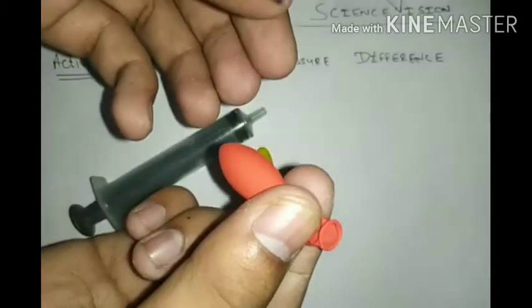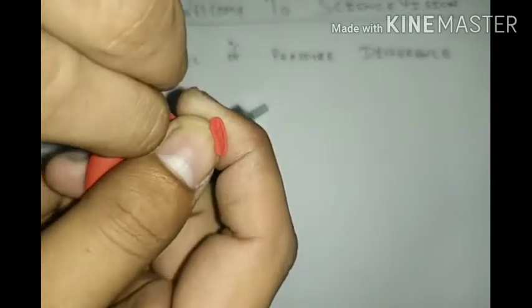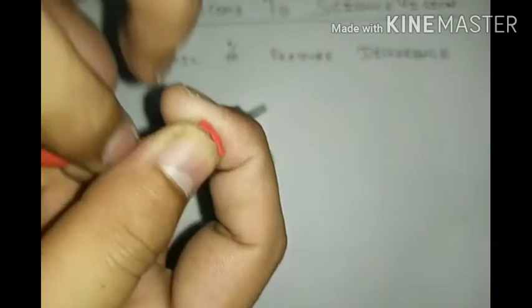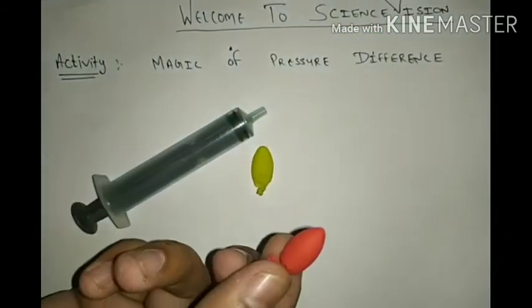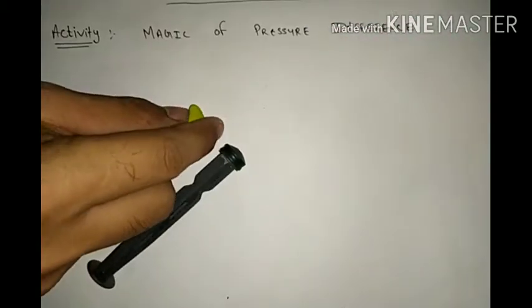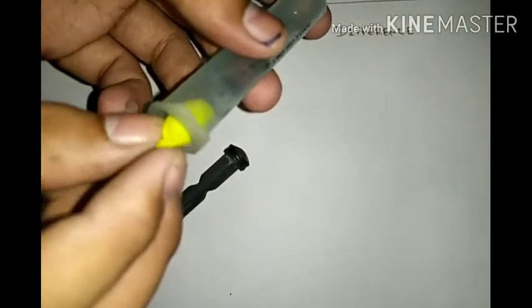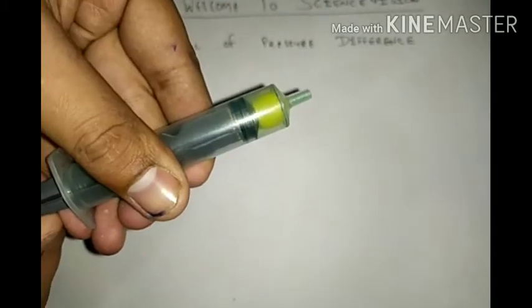And when you get that, tie a knot, so you get this type of balloon. Then take the piston out of the barrel of the syringe, put this balloon into the barrel, and then put the piston back into the barrel.